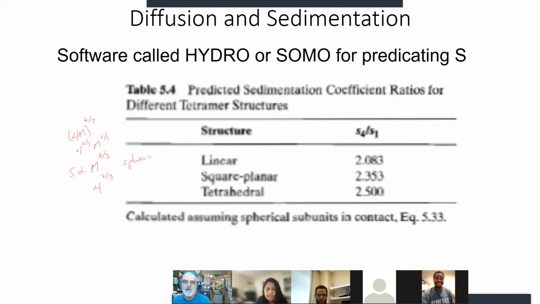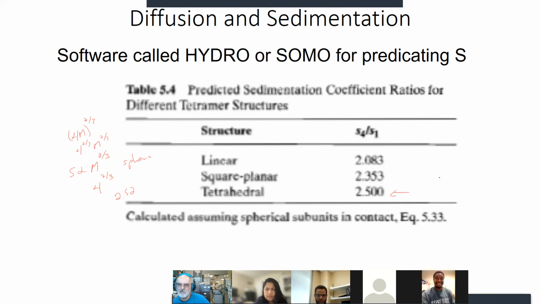So it should be about 2.5. If it's a sphere, 2.52 is the number that I'm getting for this right here. Notice tetrahedral is 2.5. So tetrahedral is approximately a sphere.